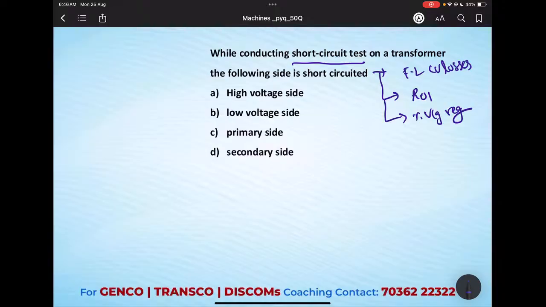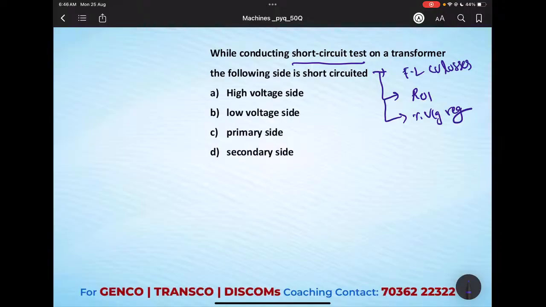Okay, in order to calculate these parameters, we need to conduct the test at rated current. The rated current we may apply at primary side or we may apply at secondary side. That means we may apply at HV side or we may apply at LV side. Now we need to decide which side we need to conduct the test.